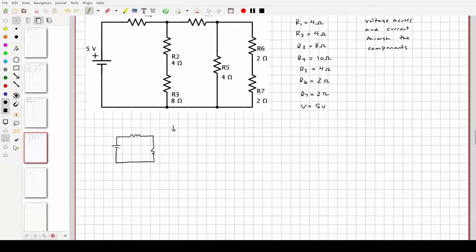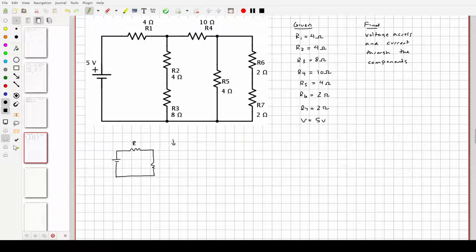So that's the first resistor right here, R1, and then this is 2 and 3 combined, which I'll call R2,3. Then we have R4 right there. We have an R5 right here. And then I'm going to combine these two right here into R6,7.